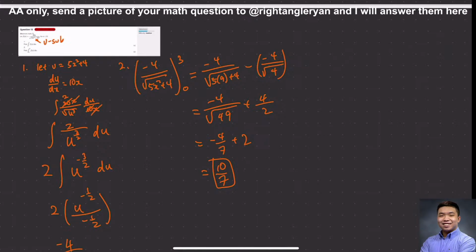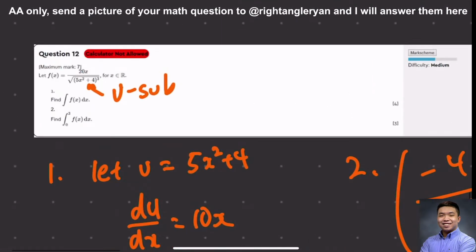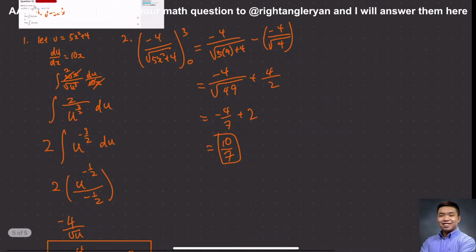Integrate this, right? Integrate from 0 to 3 of 20x over square root of 5x squared plus 4, to the power of 3. Yep, 10 over 7, right? Yeah, 10 over 7. So this is correct.